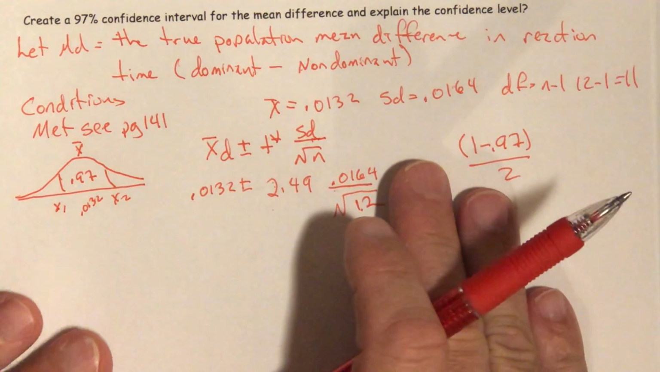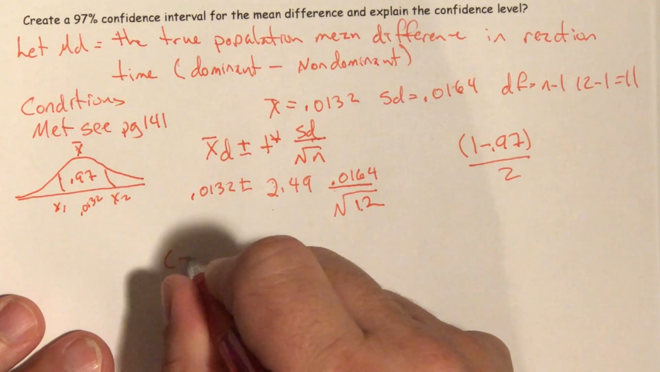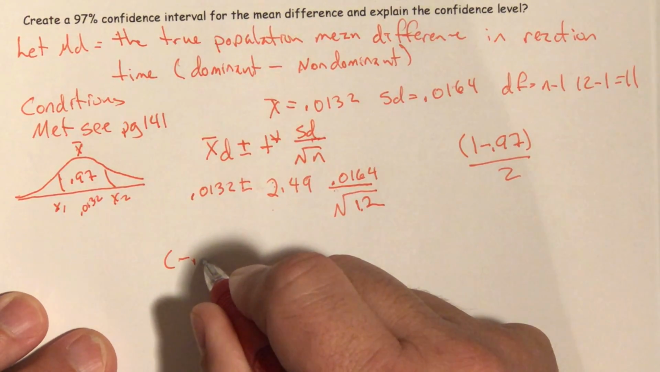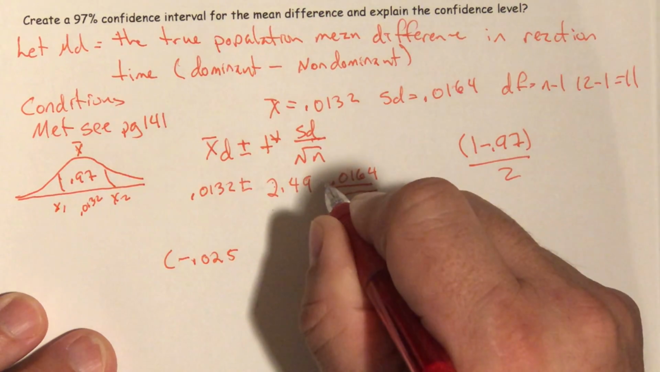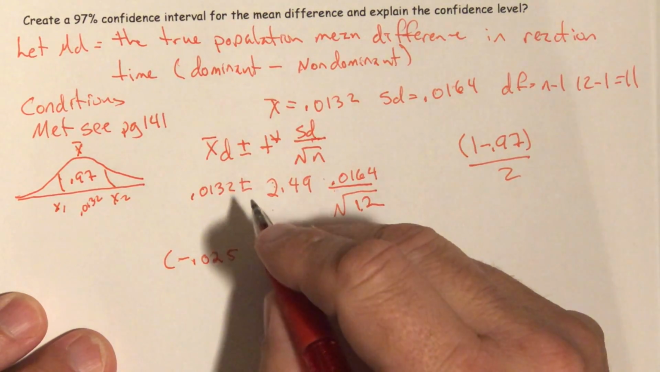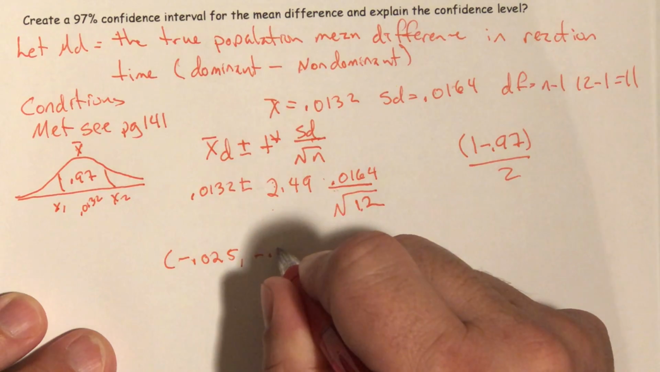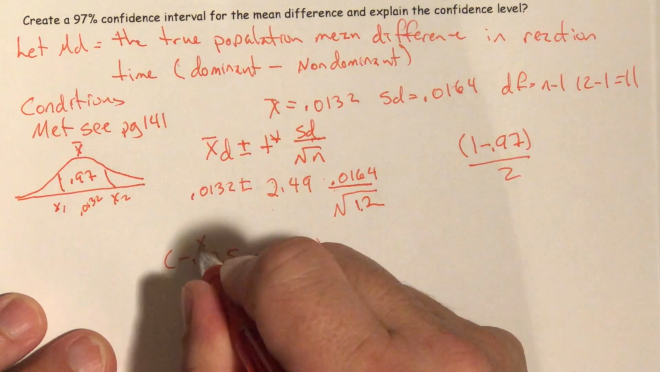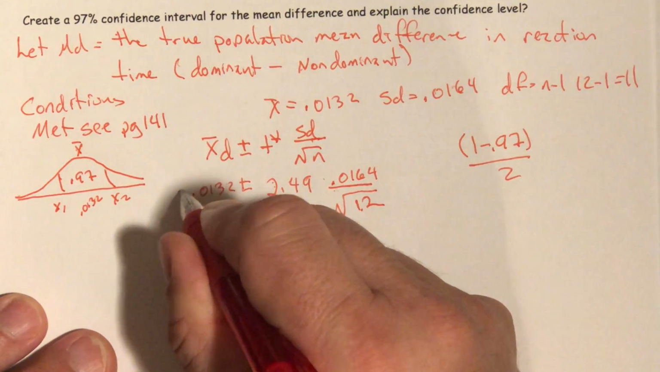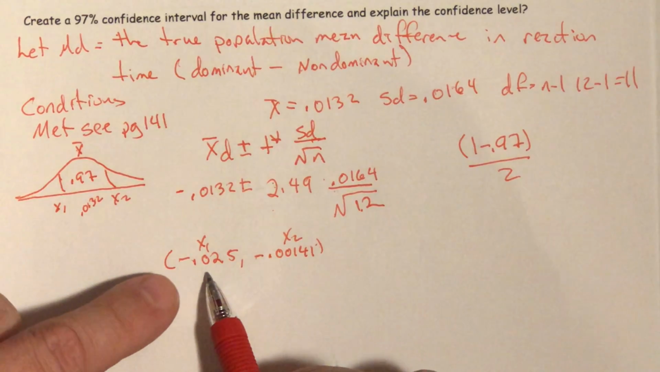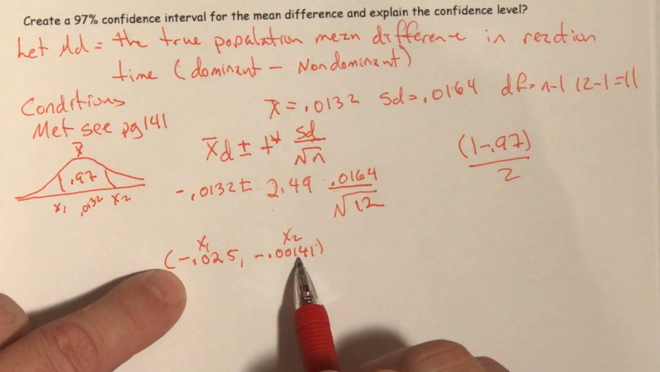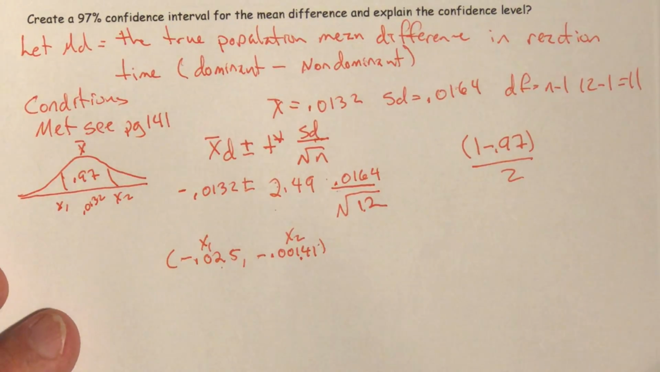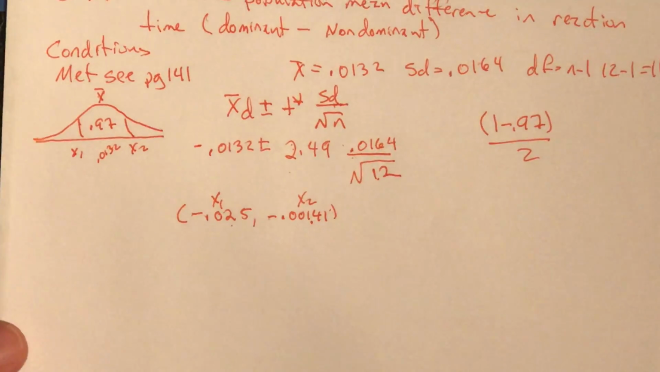We end up getting this interval: negative 0.025 to negative 0.00141. What we just found is this is x1 and this is x2. We know that we're not containing 0, so we believe it's below 0. In other words, that difference is negative.